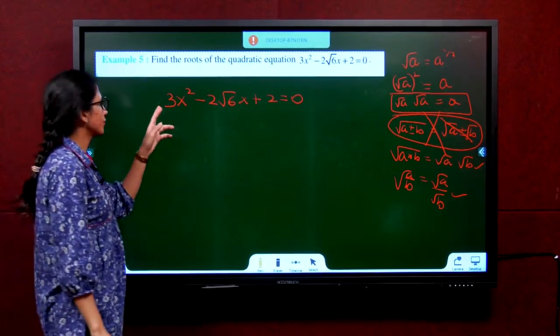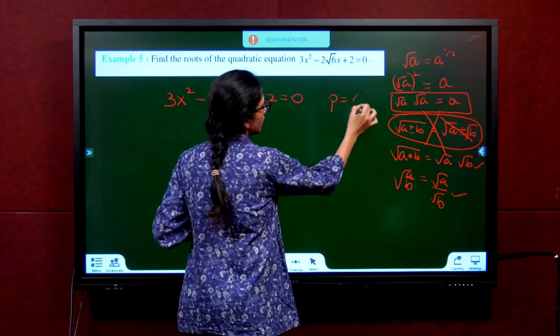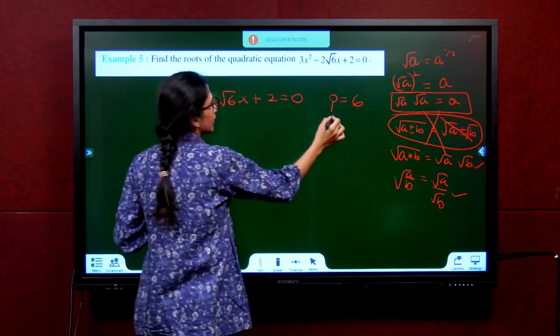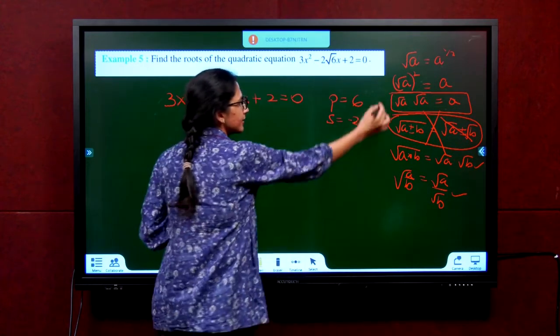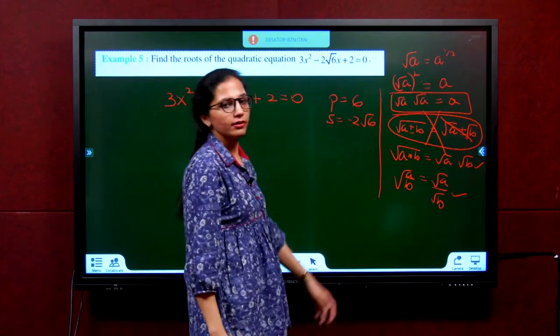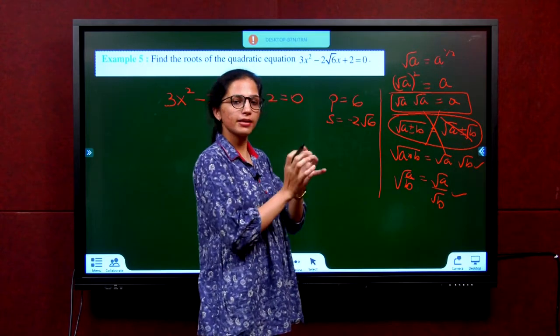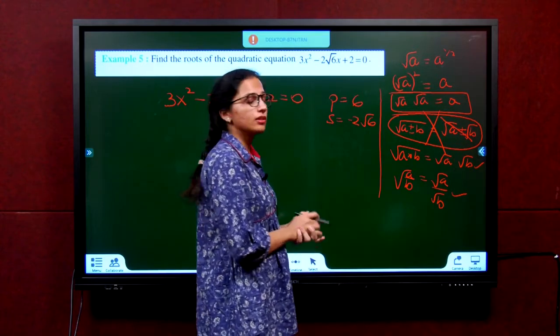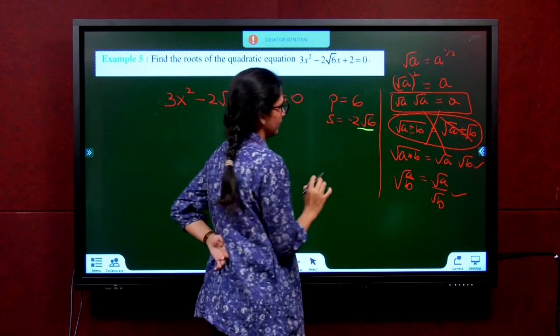You are supposed to take the product, 3 2s are 6. I will just use P now. Sum is minus 2 root x. Please remember, whenever you have root in the quadratic equation, then you have to factorize, meaning split the middle term. It is always something to do with this number only.